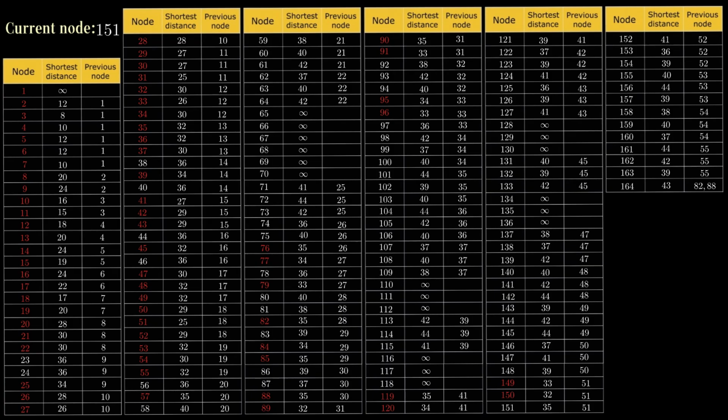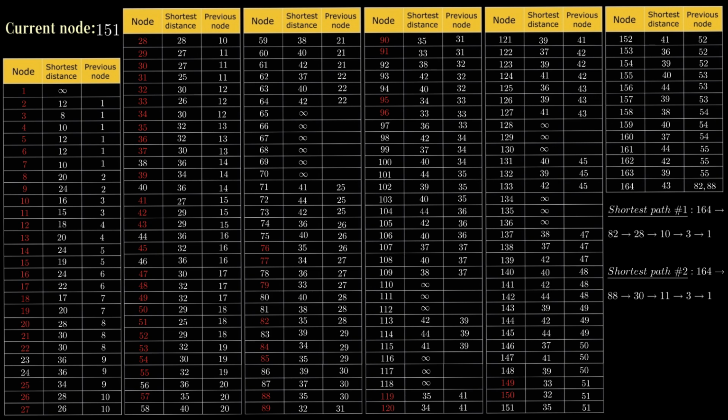So how do we construct the shortest path? We look at the previous nodes stored in our table. Actually, there are two shortest paths. Let's look at node 82 first. So shortest path number 1 is from node 164 to node 82, to node 28, to node 10, to node 3, to node 1, going backwards.